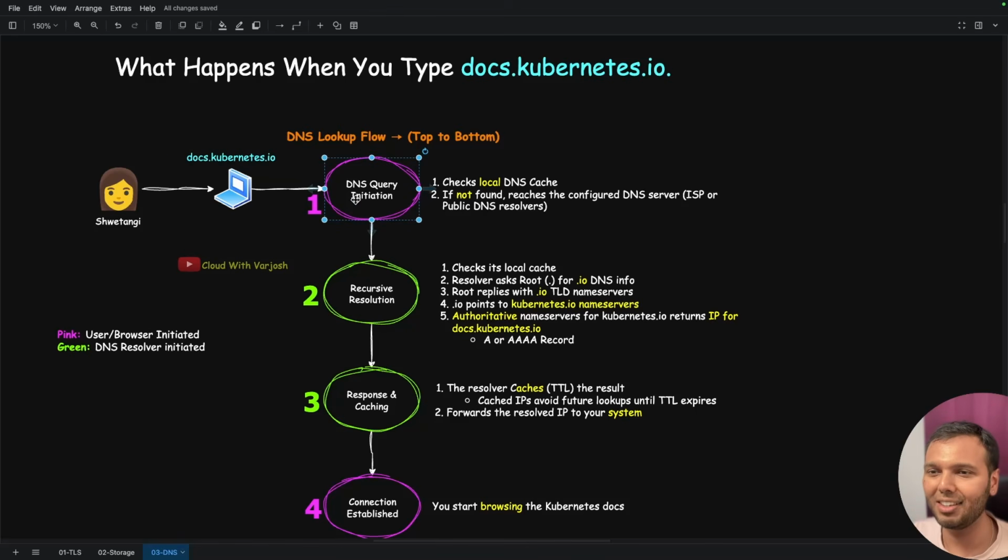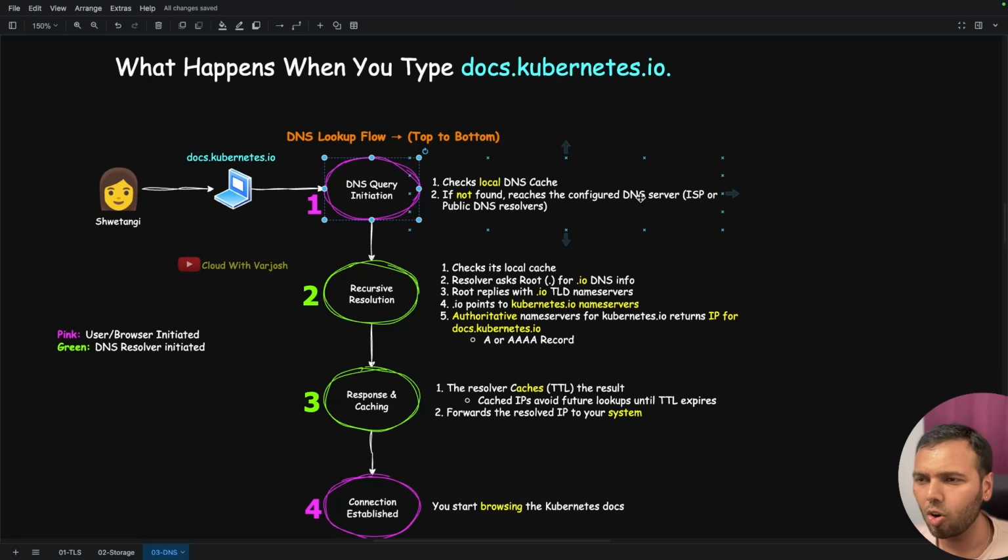First is DNS query initiation. Checks local cache. If not found, reaches the configured DNS servers. Now what are DNS servers? These are the servers which you can query to find out the IP address of a domain name. So for now, this user Shwetangi wanted to know the IP address of docs.kubernetes.io, so she reached out to the configured DNS server.